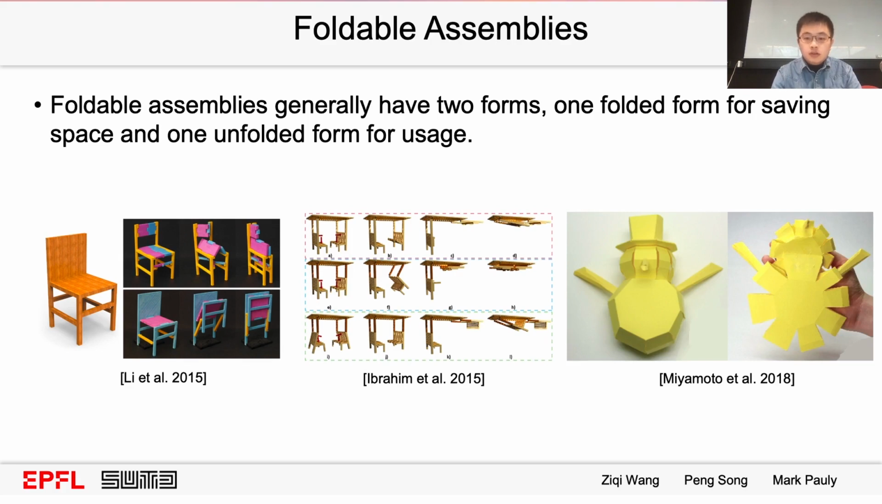Rather than focusing on furniture, Miyamoto and their colleagues proposed a method for creating a flat foldable model with rigid panels that approximate an input 3D mesh.